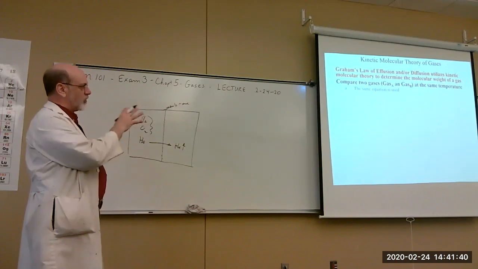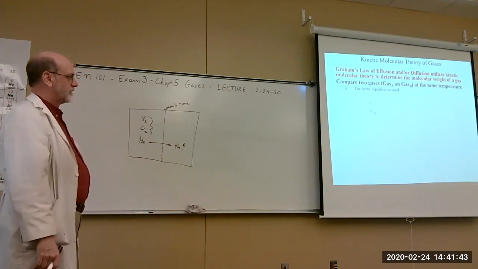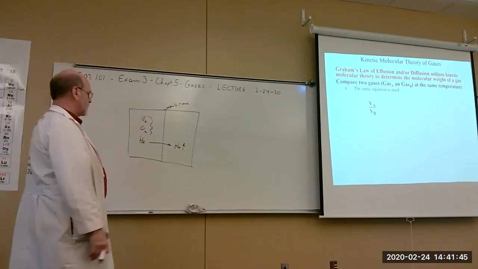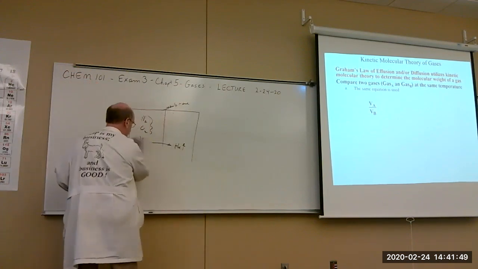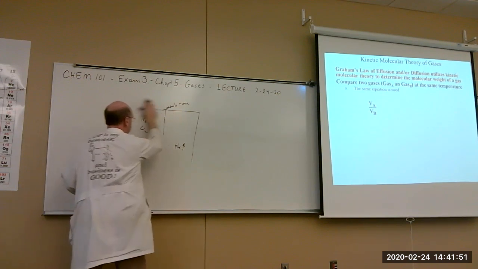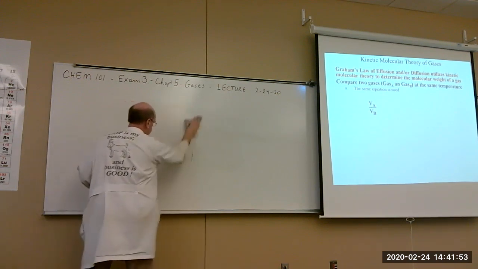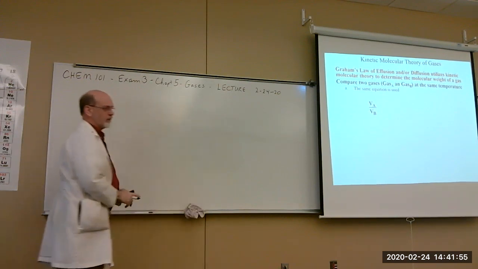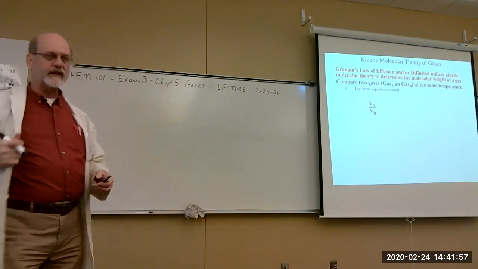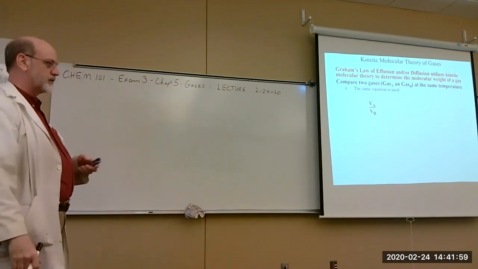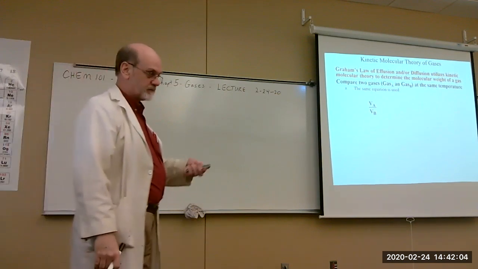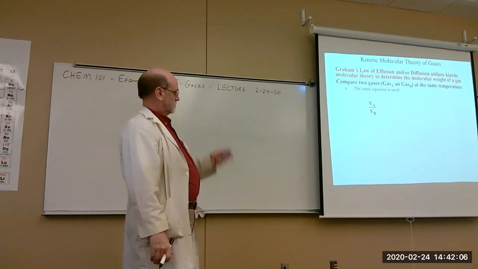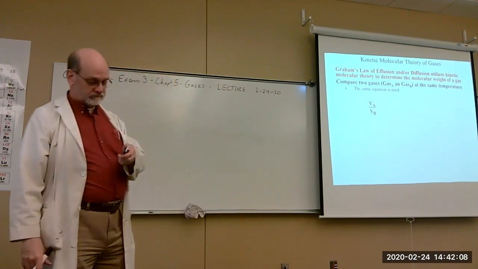All right, so Graham took advantage of this concept, the velocity of individual gases at the same temperature, to determine the molecular weight of an unknown gas. Right? So here we have another possibility. We had Dumas method, right? Give you molecular weight. Graham's law of diffusion.